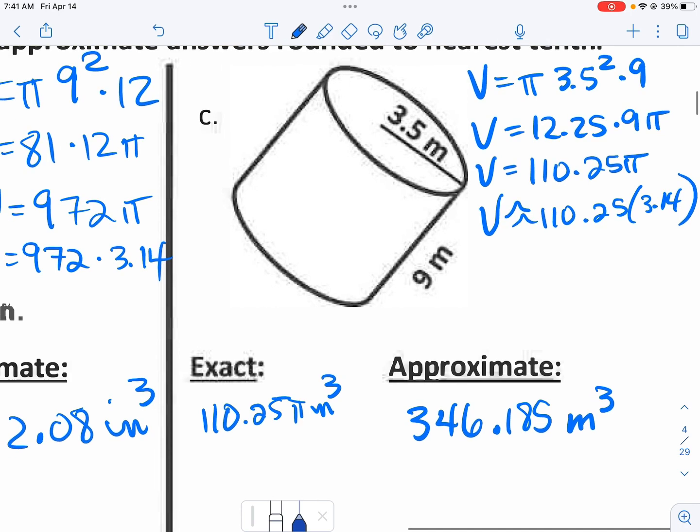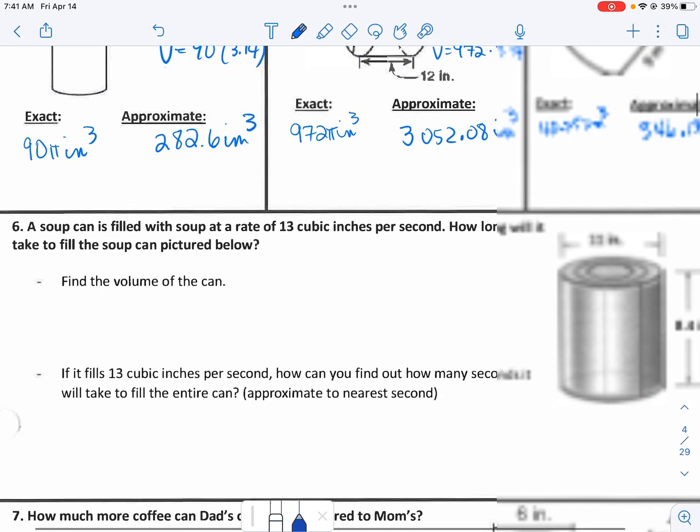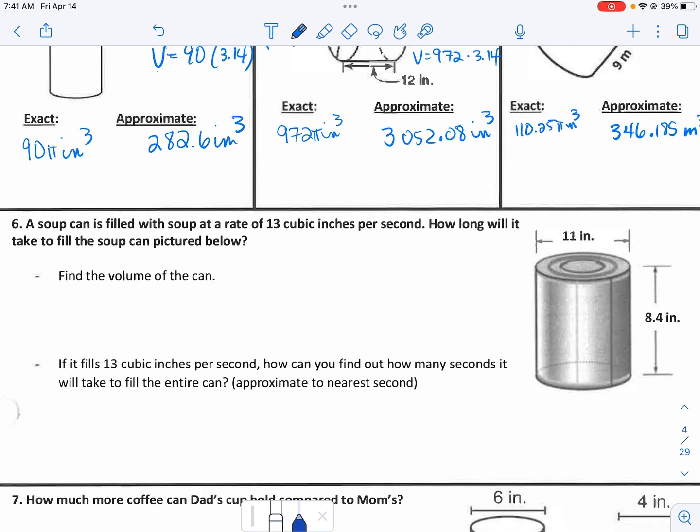Okay, so now we're going to go down here. It says, the soup can is filled with soup at a rate of 13 cubic inches per second. How long will it take to fill the soup can of the picture below? So first we have to find the volume. So let's find the volume. So volume is going to equal pi. Now this is the diameter.